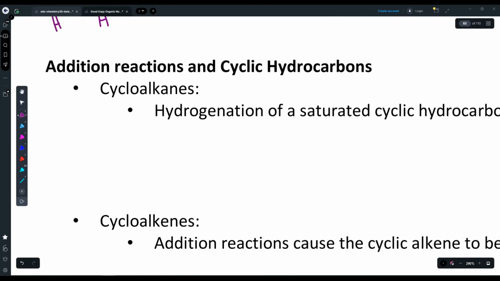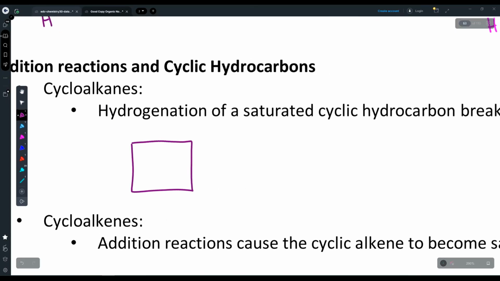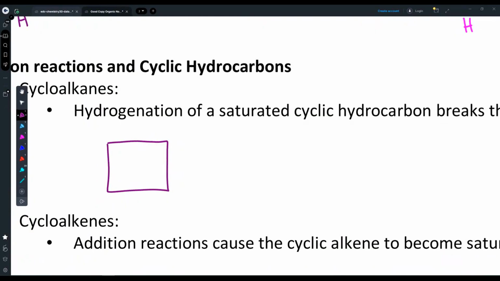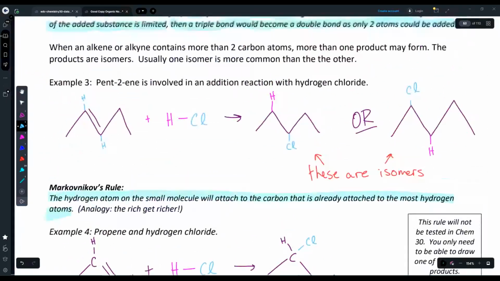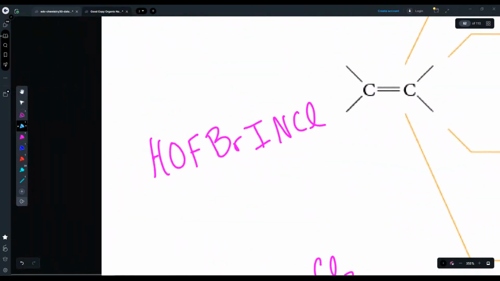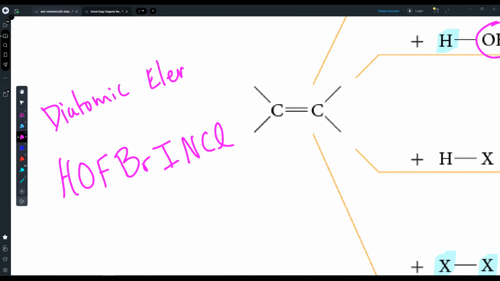So for example, let's say we had cyclobutane, and since it's hydrogenation, we are adding hydrogen. I write 2 atoms of hydrogen because hydrogen is part of Hofbrinkel, which is our diatomic elements. Maybe I'll add that in, diatomic elements. There you go.